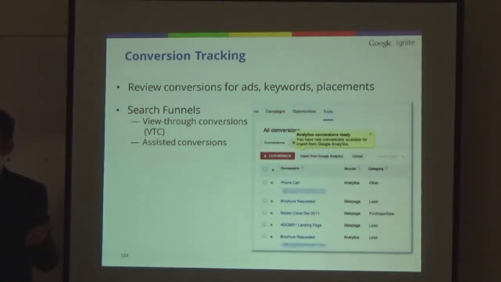Now, one of the key unique features in the conversion tracking tool in Google Display Network is the search funnels. That search funnel is one of the unique features available in conversion tracking. And inside these search funnels, there's this thing called view through conversions, VTC in short. What is view through conversion?